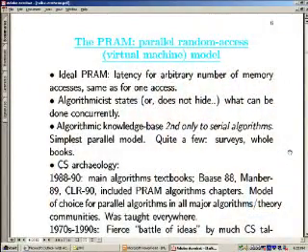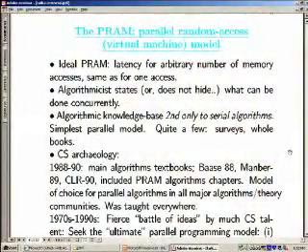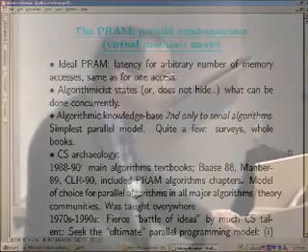Here are a few comments about the PRAM model. PRAM is an acronym for Parallel Random Access Machine. When you say machine, you really mean virtual machine. You don't really mean hardware. So in the ideal PRAM, you make the unrealistic assumption that latency for an arbitrary number of memory accesses is the same as one access. So that's the essence of the PRAM.